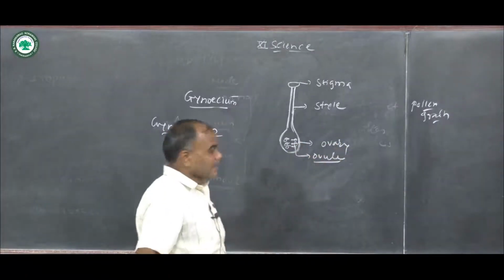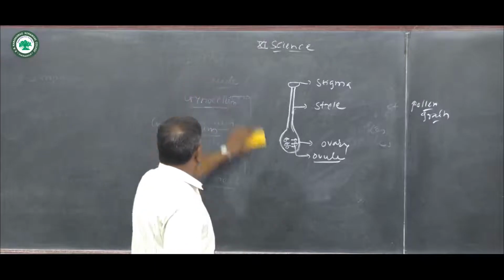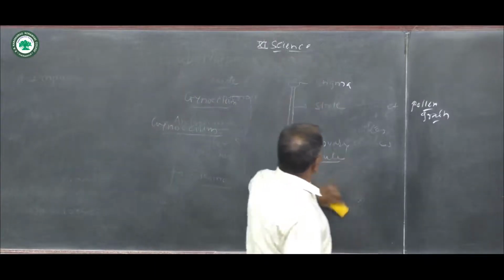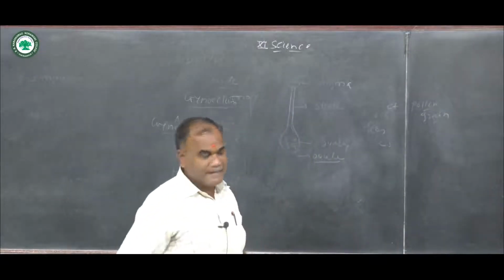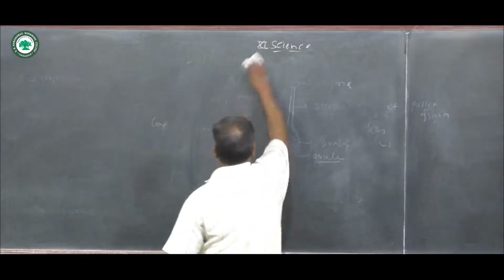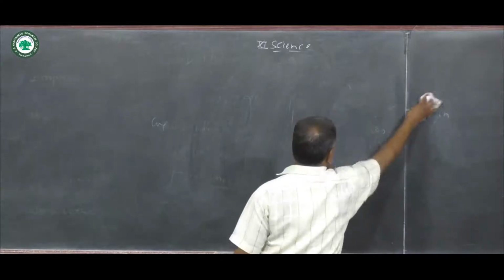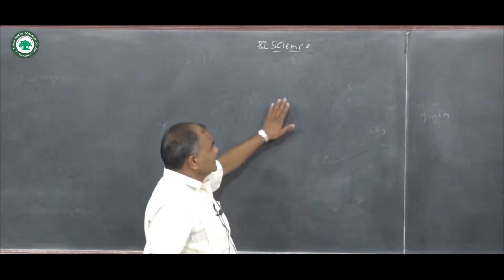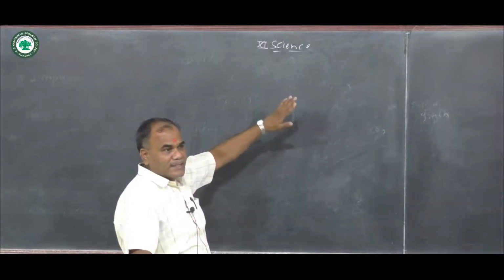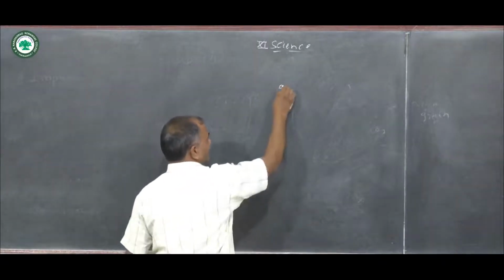If we see the flowers, flowers are highly modified and condensed shoots for sexual reproduction. Flowers directly take part in the reproduction of the plant. So, the next point we see is the insertion of floral whorls.